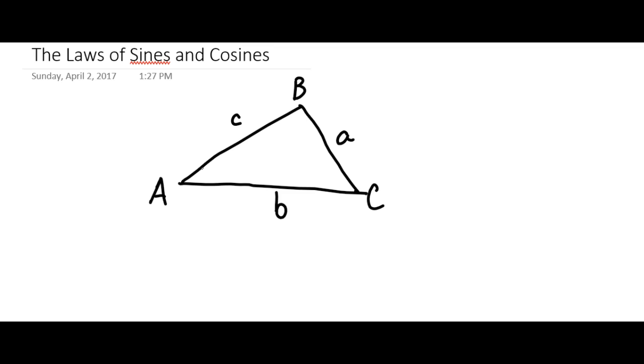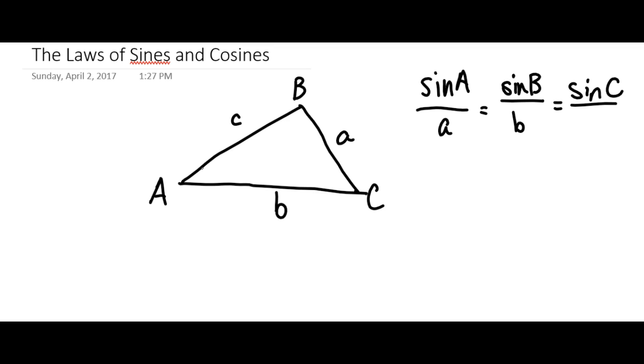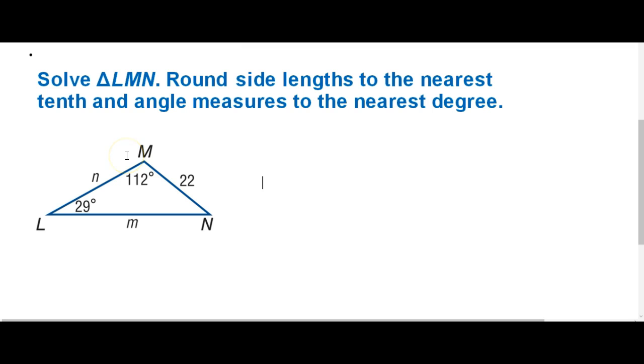So the law states, and this is the law of sines, by the way, that the sine of angle A divided by the length of side a is equal to the ratio of sine of B over side b, and both of these ratios are equal to sine of C over side c. So let's look at how this would apply to an example.